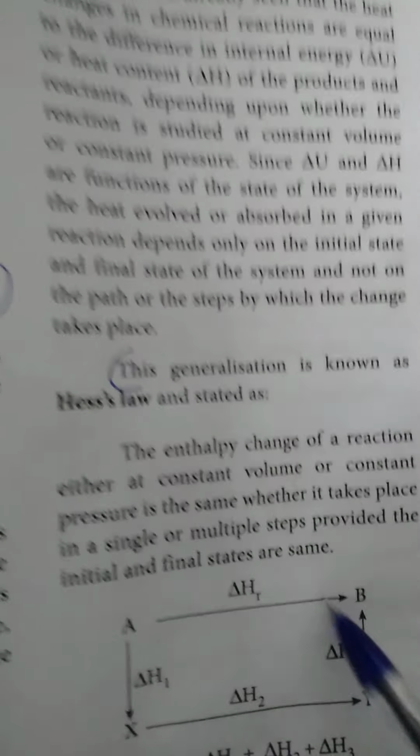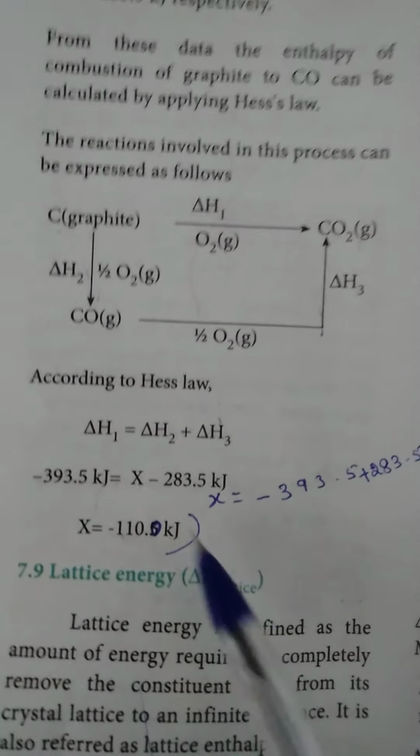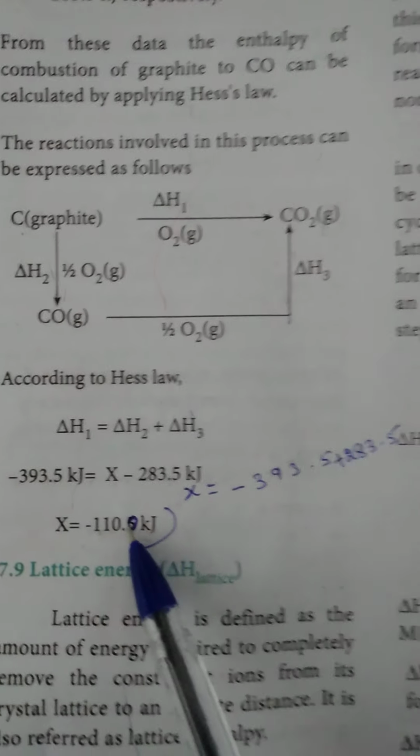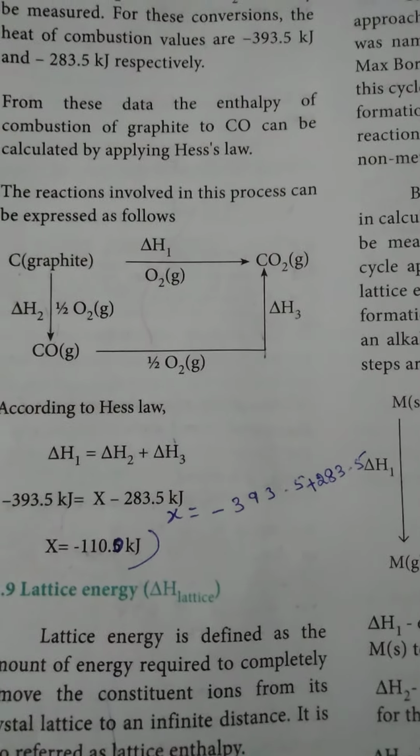So Hess's law is an important three-mark question. If your question says state Hess's law, write till this. Then the applications: Hess's law can be applied to calculate this, till x is equal to minus 110.0 kilojoule. Understand this topic? Any doubt?